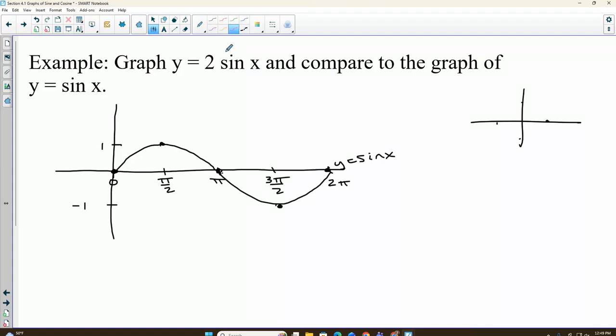What would happen if I did 2 sine of x? That means 2 times the sine of x. So the sine of 0 is 0. Times 2, 0. Okay, sine of pi over 2 is 1. Times 2, 2. Sine of pi is 0 times 2 is still 0. Sine of 3 pi over 2 was negative 1 times 2. Okay, and sine 2 pi is 0 times 2 is still 0.